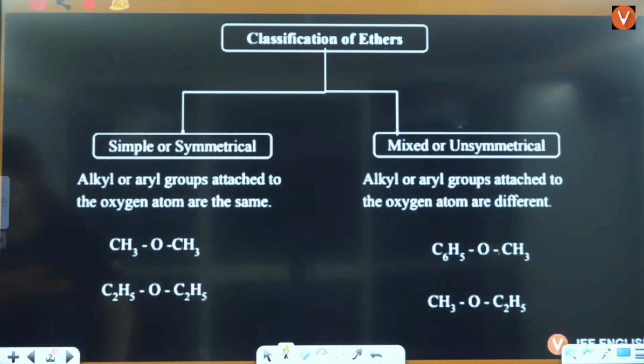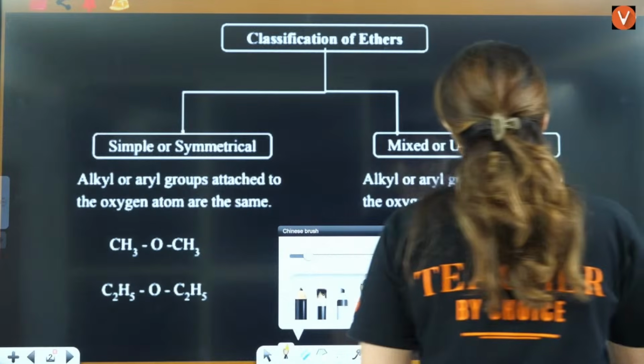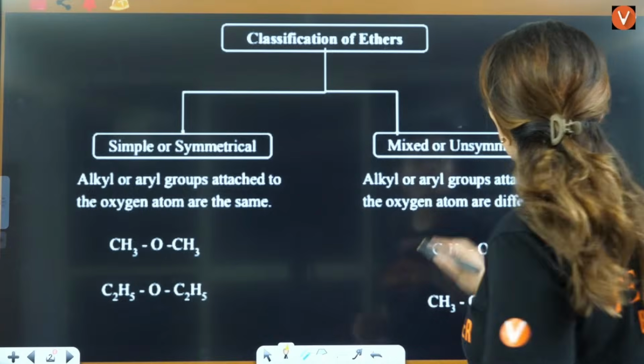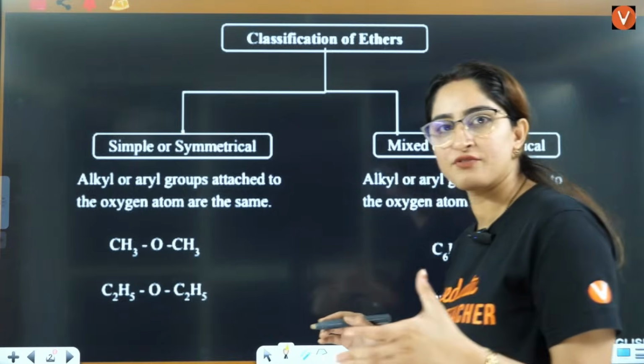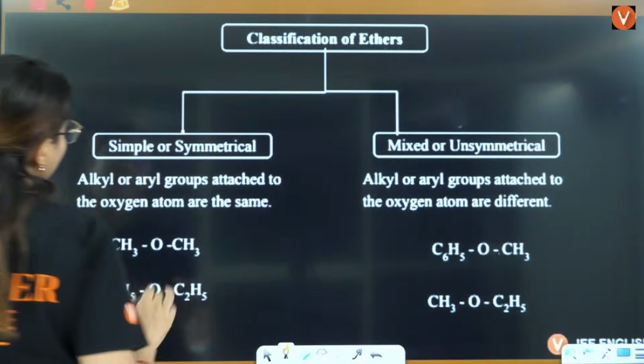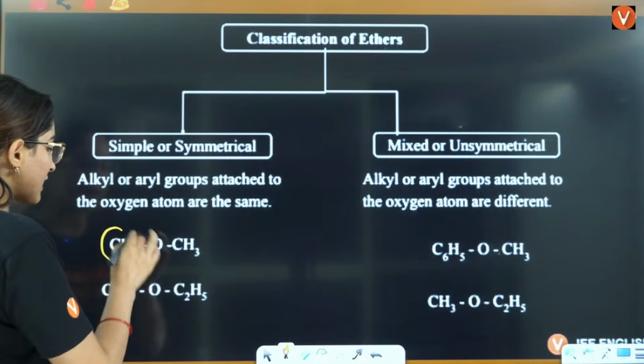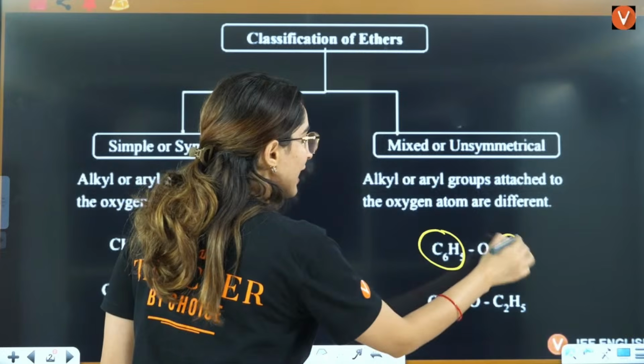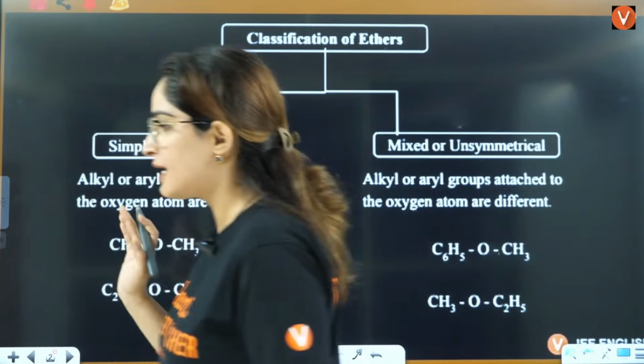Okay, so now let us see classification of ethers. First is simple or symmetrical ethers, then there are mixed or unsymmetrical ethers. In simple ethers, you have both the alkyl chains same. In unsymmetrical ethers, the alkyl chains are different here, right?